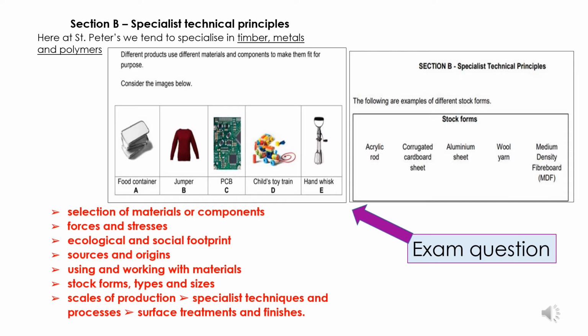This slide covers Section B, Specialist Technical Principles. All of the areas in red you will need to focus on and revise so that you can cover this section effectively. Our specialist material areas are resistant materials, which cover timbers, metals and polymers.